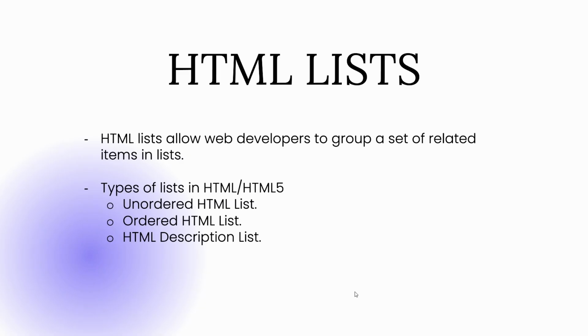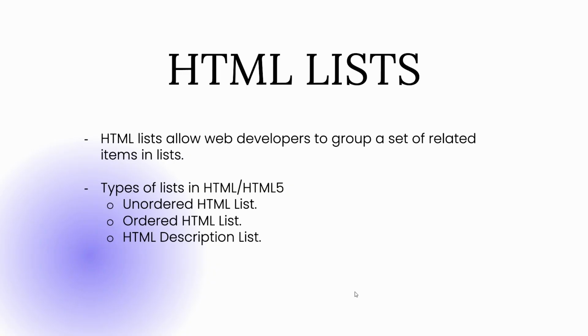Today we are going to practically learn about the HTML list. Lists help us organize content neatly on a web page, just like bullet points or numbered steps in real life. So what are HTML lists? HTML lists allow web developers to group a set of related items in lists. They make content easy to read and are commonly used for menus, instructions, and product features. In HTML, there are three main types of lists, namely unordered list, ordered list, and description list. And we will walk through all of them with you.